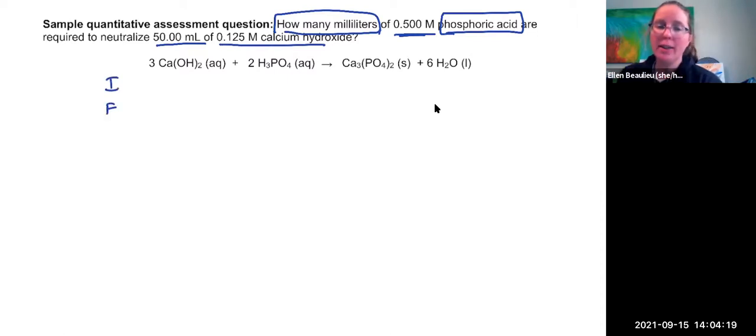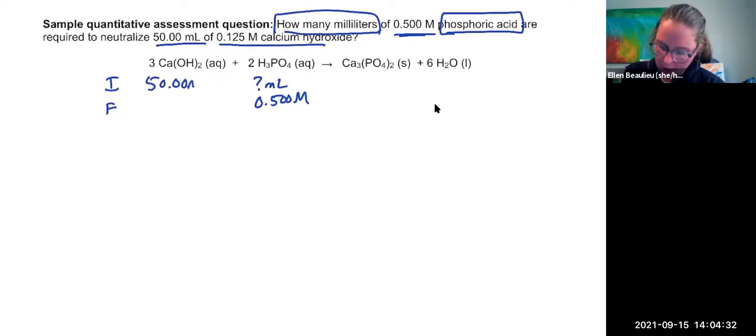So again, I don't need to know anything about the product. I'm not being asked about the product. I want to know how many milliliters of this, and I know its molarity, are needed to fully react with 50 milliliters of a 0.125 molar solution of calcium hydroxide.